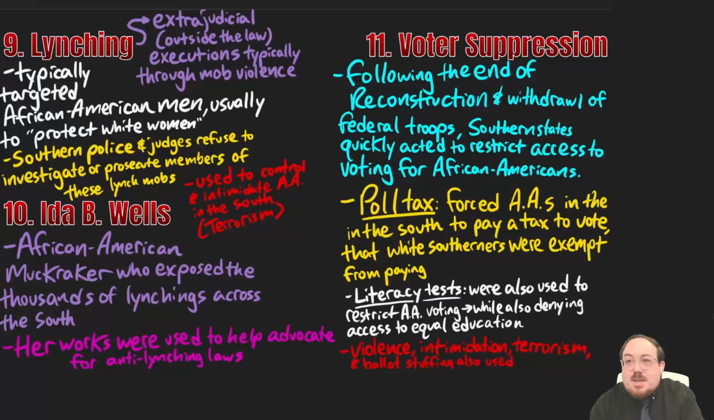Moving on to our next term, voter suppression. Again, following the end of Reconstruction and withdrawal of federal troops, a lot of former Confederate leaders and racists and white supremacists in the South will restrict access to voting for African Americans after federal troops are gone and after Reconstruction ends. And so you'll go from this period where you have a lot of black leaders and a lot of congressmen and senators from the South to having almost none because of things like poll taxes and literacy tests.